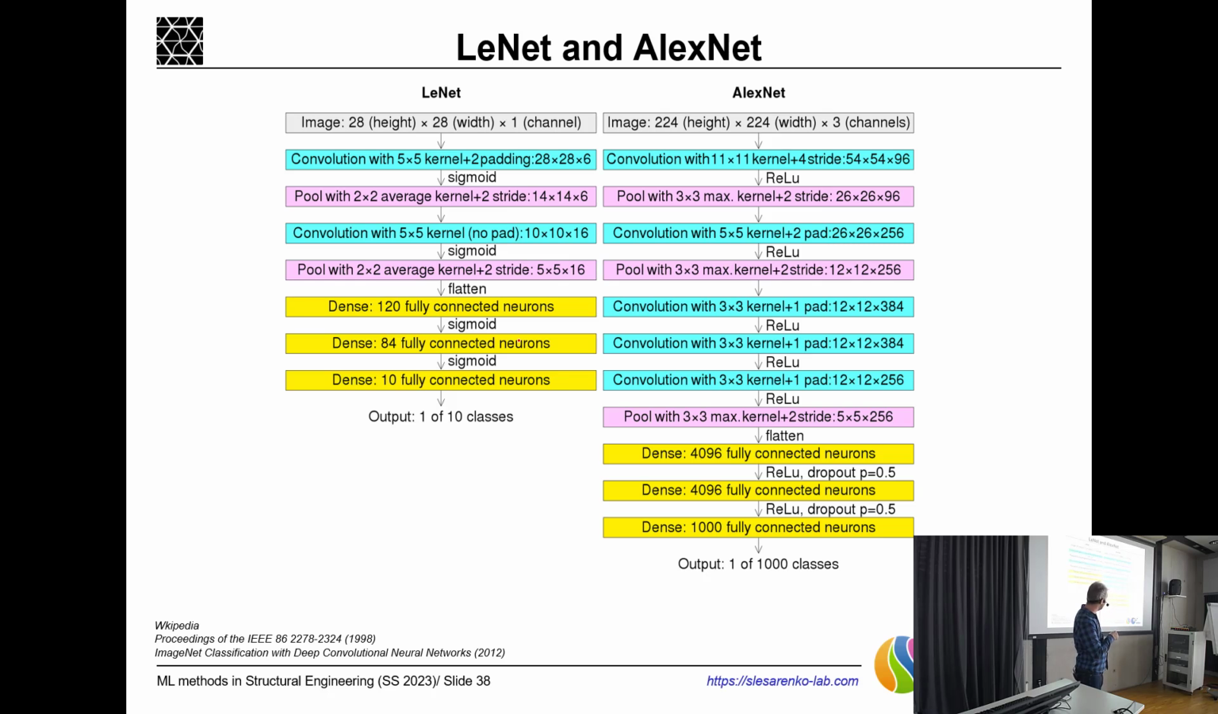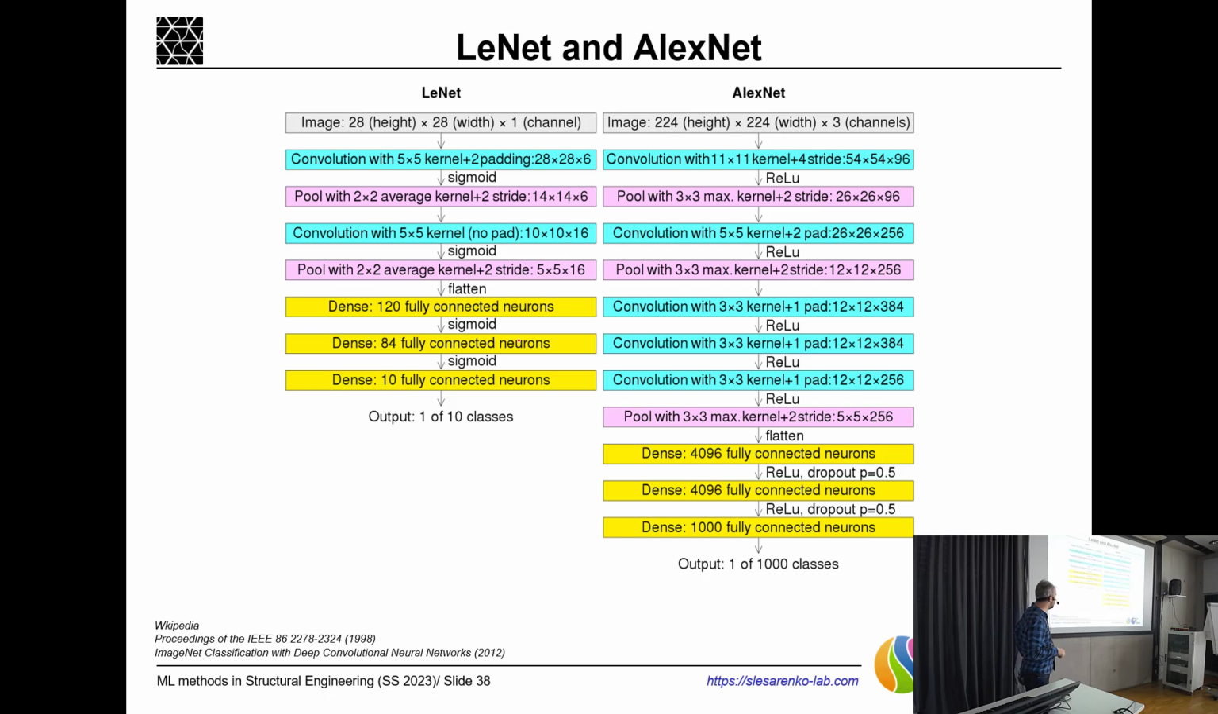There are a couple of convolutions one after another. And at the end, you again flatten your array. You have these dense layers, and you output one of 1,000 classes. Therefore, this particular model has many more variables in order to be able to fit 1,000 classes. So if here you have, I think, 60,000 trainable parameters, here you have 60 million.